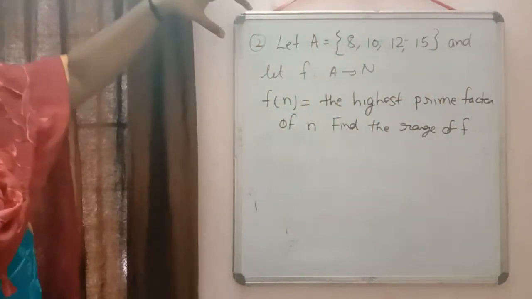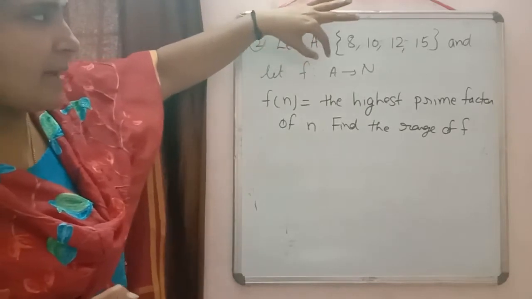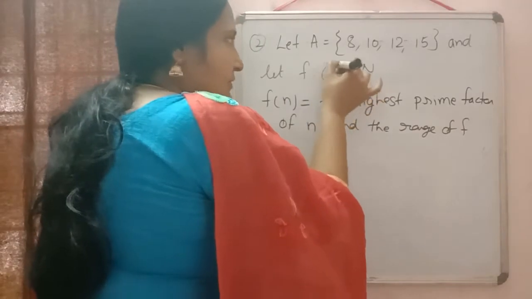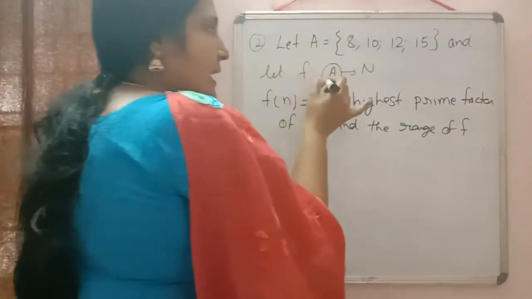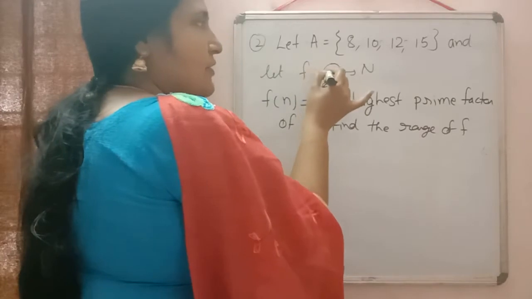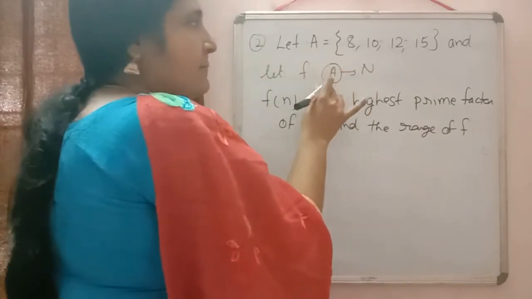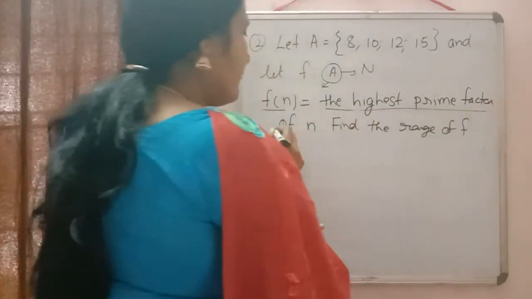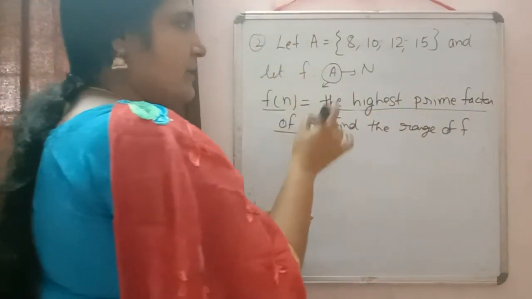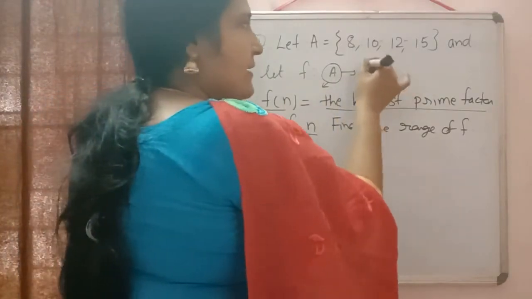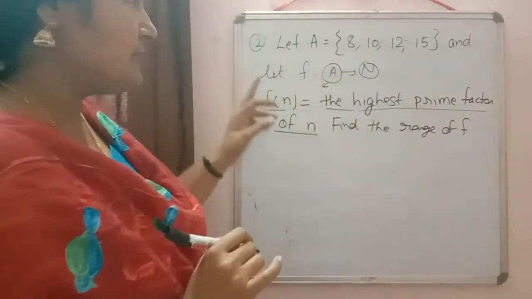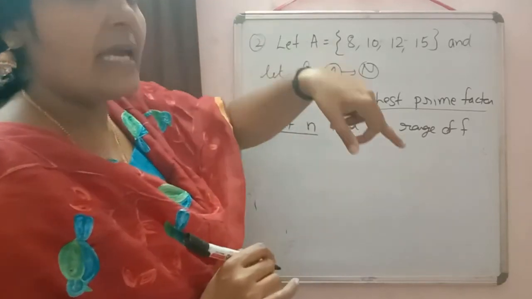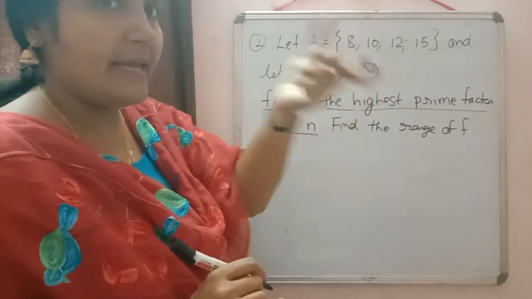So here the function f maps from A to N is already given. Maps from A to N means when we write the ordered pair, the first element we will take from the set A, and according to the relation, f of n is the highest prime factor of n. So we will find that natural number, because N denotes the natural numbers. The second one, f of n, which we will write, will come as the second element in the pair.